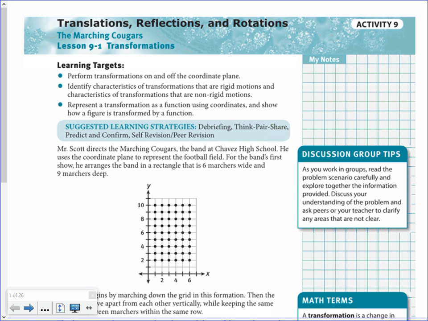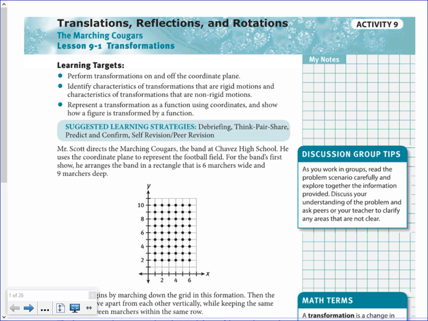So this is our first lesson. We're going to work on this again over the next few days. But starting off, we are looking at a marching band at a high school. Mr. Scott is the director of the band, and he is using this coordinate plane to represent the football field. For the band's first show, they are being arranged in a rectangle. There are 6 marchers wide and 9 marchers deep. So you can see in the middle of the figure, there are 6 by 9. That's what each of those black dots represent.